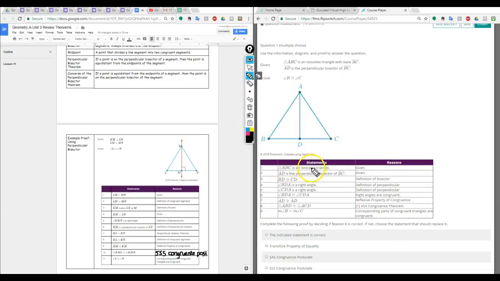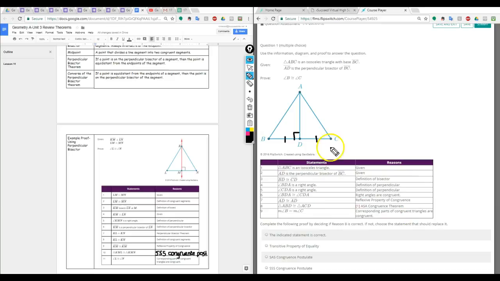Okay, so triangle ABC is an isosceles triangle. That's given. Segment AD is the perpendicular bisector of segment BC, which is given. Segment BD is congruent to segment CD. That's the definition of the bisector. So BD is congruent to CD. Angle BDA is a right angle. So BDA, that means the one in the middle, is a right angle. That's our definition of perpendicular.